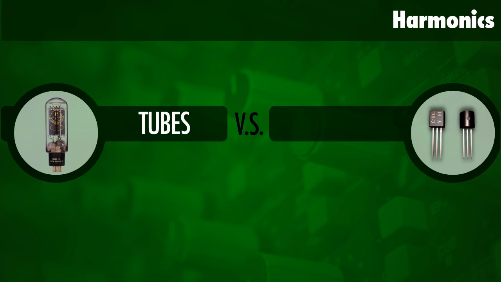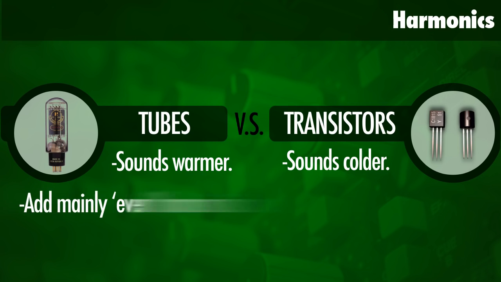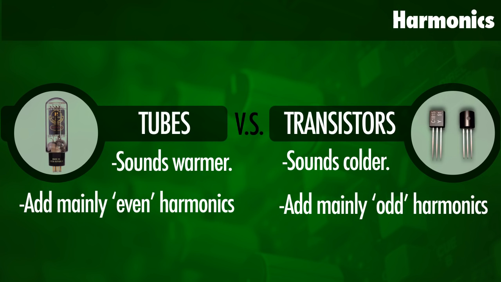If you're going to look at the difference between a tube and a transistor, it's that the tube will sound a lot warmer because it adds more of the even harmonics, and transistor designed equipment normally adds the high odd harmonics, which in turn will sound more harsh and more cold.